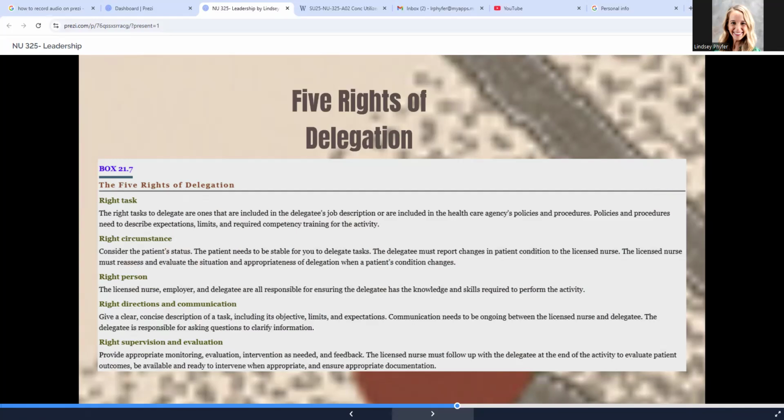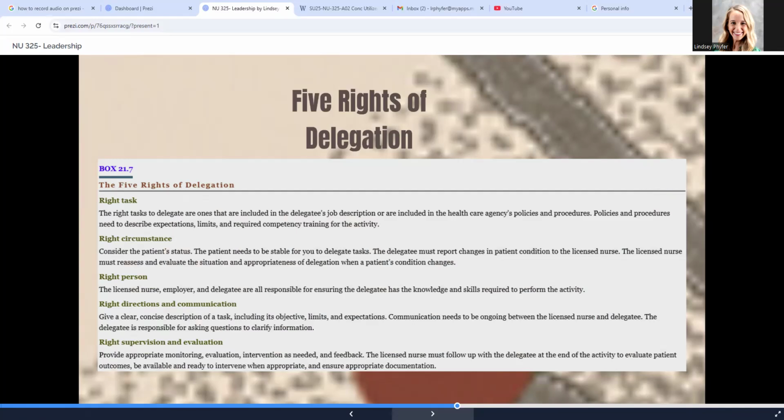The fourth right of delegation are right directions and communication. This is a big one. So we need to give clear, concise descriptions of the task, including the objectives, limits, and expectations. And the communication needs to be ongoing between both the nurse and the delegatee. The delegatee is going to be responsible for asking questions to clarify information. So this goes back to if you don't know, ask. Don't be scared to clarify or seek additional information if needed.